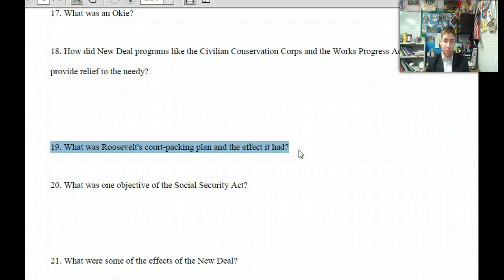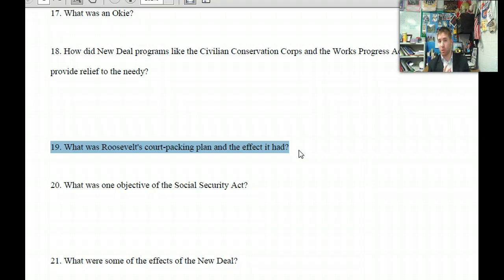for every Supreme Court justice over the age of 70, I am going to nominate, or I'm going to select a younger, more progressive Supreme Court justice to be with them. The whole idea being that his more liberal views, his more liberal laws would be able to stay in law and not be removed by the more conservative Supreme Court. It didn't work. It was shut down by Congress.